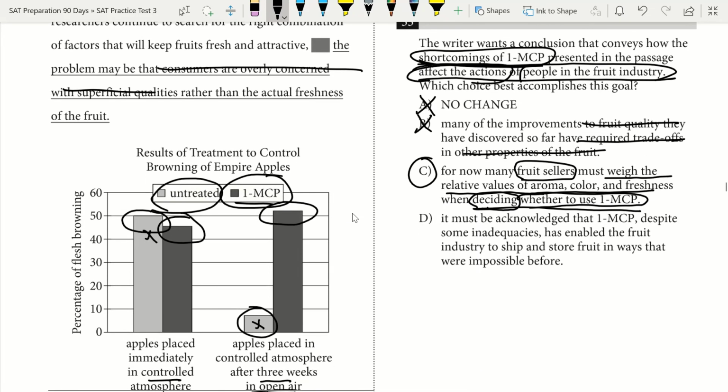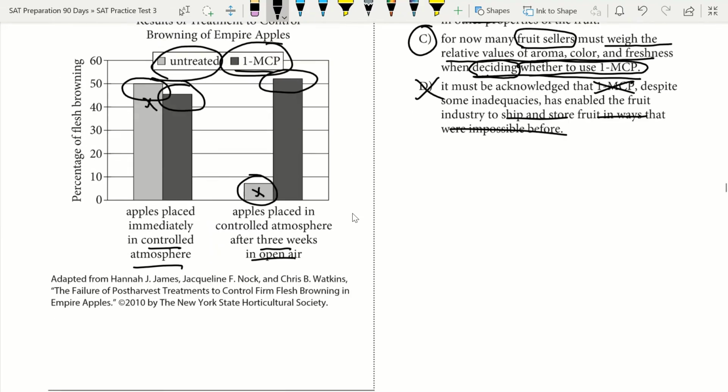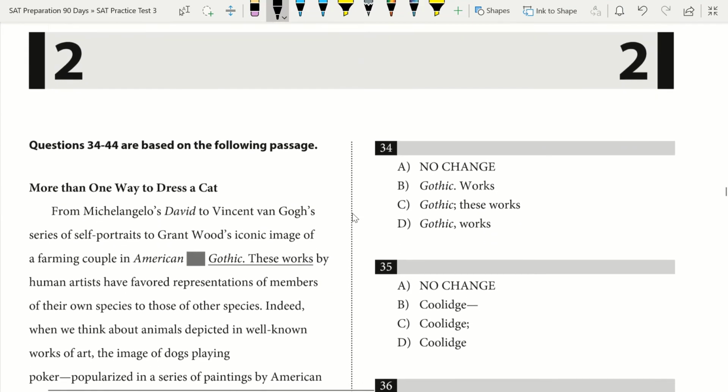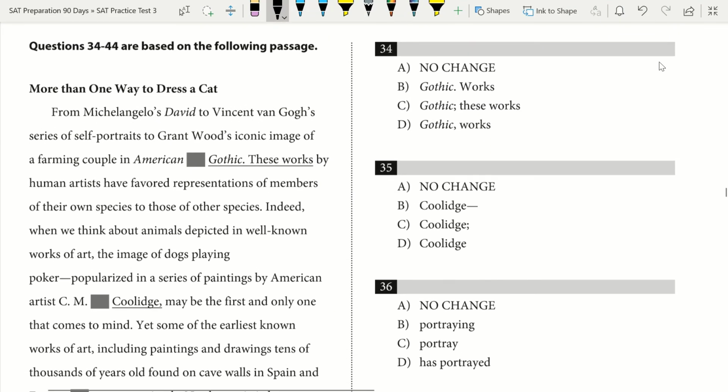All right, so we can go ahead. D, it must be acknowledged that 1-MCP, despite some inadequacies, has enabled some fruit industry to ship and store more fruit in ways that were impossible before. That one's going to be wrong because it's focusing too much on 1-MCP and doesn't talk about the actions of the producers. All right, let's go ahead and move on to passage 4 in this section.